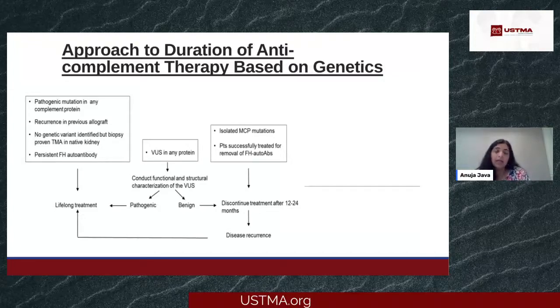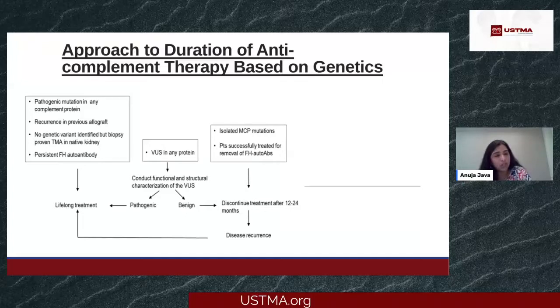So based on what we do in our practice, this is a flow chart on how we decide in terms of how long we keep our patients. So a patient who has a pathogenic mutation in any complement protein, a patient who had a thrombotic microangiopathy and lost a kidney to that thrombotic microangiopathy and may have a recurrence in the kidney transplant, those patients are kept on drug forever.